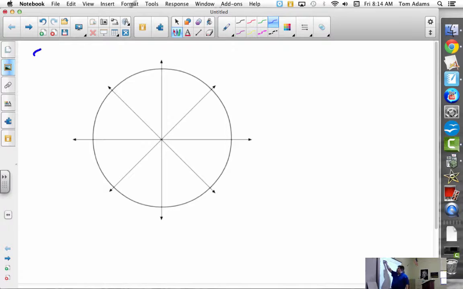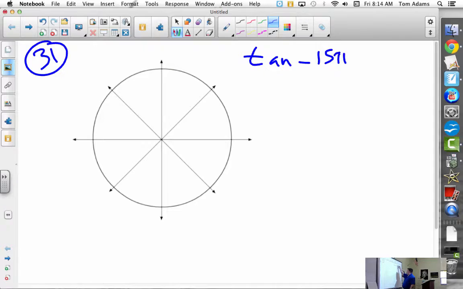31 wants us to do a similar thing, except now we're going to do the tangent of negative 15 pi over 4. That's what they want us to do. So now pi over 4 is actually 45 degrees, right?